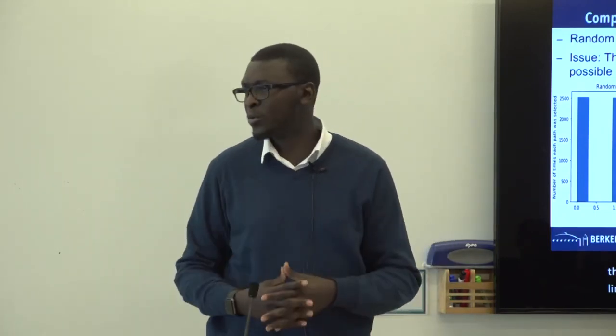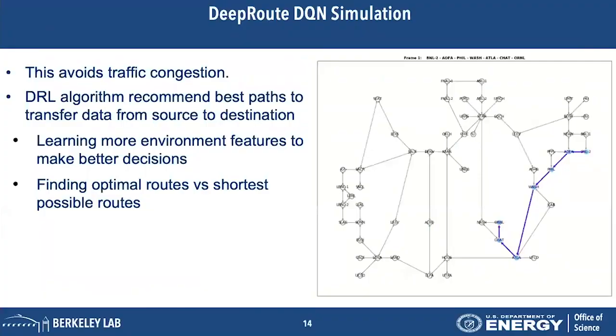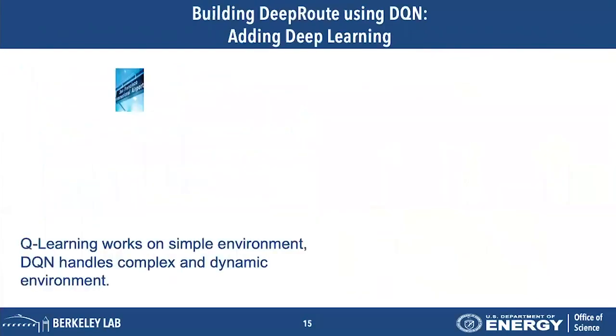But how do we solve this problem now? We went ahead to introduce deep learning, because we believe deep learning will be able to take cognizance of all the hidden traffic conditions in a complex environment like the ESNet. We believe deep learning will work better and avoid traffic congestion and so on. So this is the first stage of the simulation, and this is how it works, whereby it learns and selects the most optimal path.